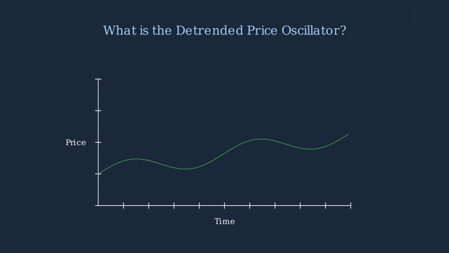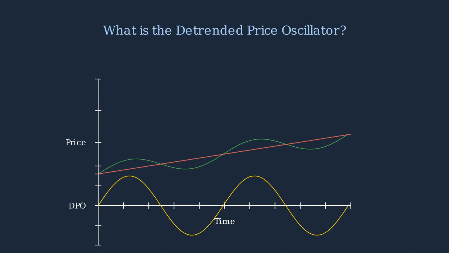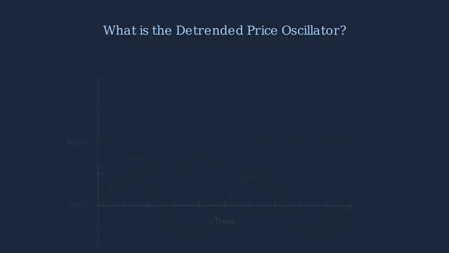Here we have a standard price chart showing both trend and cyclical movements. This price data contains both a long-term trend, shown here in red, and short-term cyclical movements. What makes the DPO unique is that it filters out this trend component, allowing traders to focus solely on the cycles. There are three key aspects that differentiate the Detrended Price Oscillator.